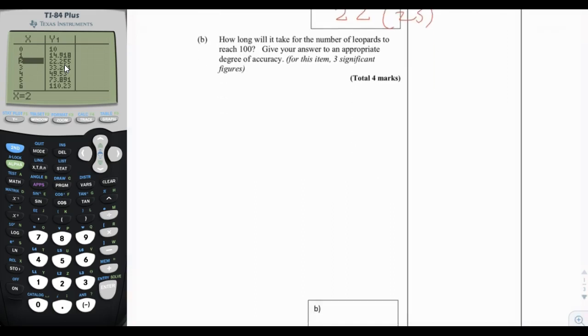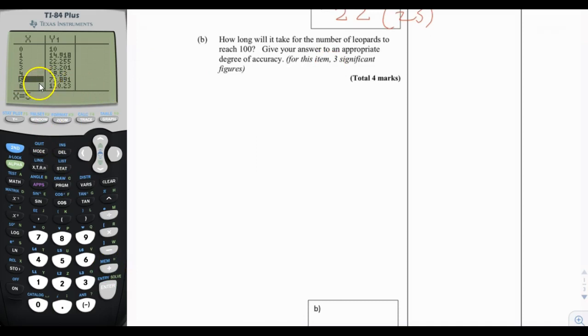How long will it take for the number of leopards to reach 100? Give your answer to an appropriate degree of accuracy. For this item, 3 significant figures. So if you go down here, you can see that it would be between 5 and 6 years to get to 100 leopards. Now, how many exactly? Now, I'm going to show you a couple ways to do this. It's good to watch all the methods because in some problems it might be easier to do one than the other. Okay? So the first thing I'm going to do is I'm just going to increase the increment.